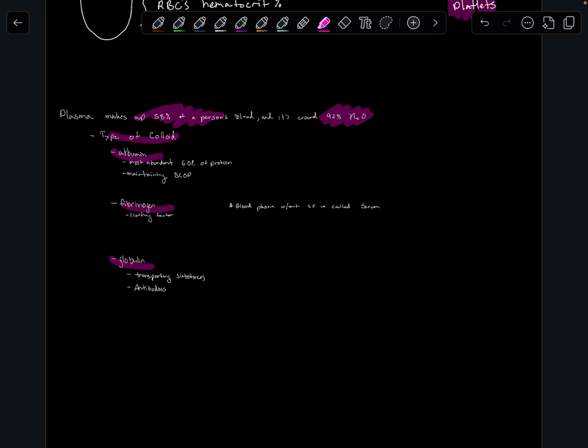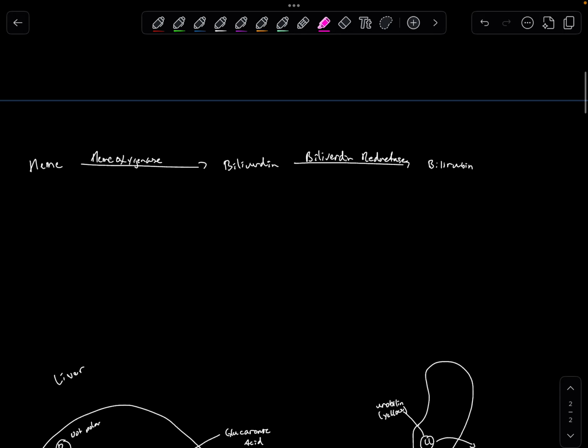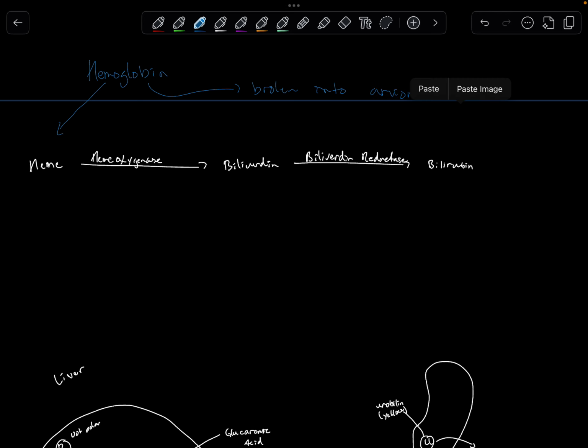Next, we'll be talking about basically how red blood cells are broken down. So we have hemoglobin. Let me just write this up. Hemoglobin. The heme portion will be taking this pathway. Globin is just broken down into amino acids.